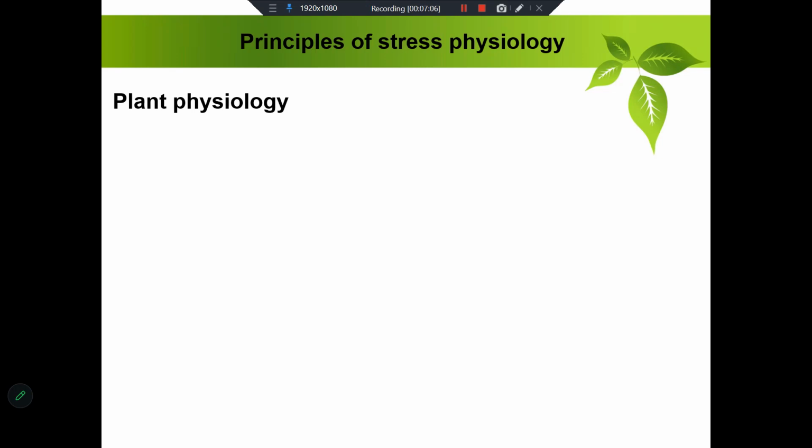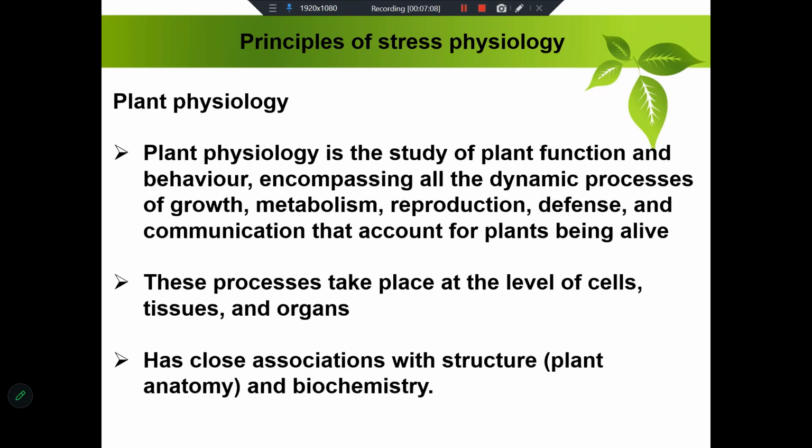Okay. So plant physiology is the study of plant function and behavior, comprising dynamic processes: growth, metabolism, reproduction, defense, communication, and that account for the plant being alive, for the survival, growth, and development.